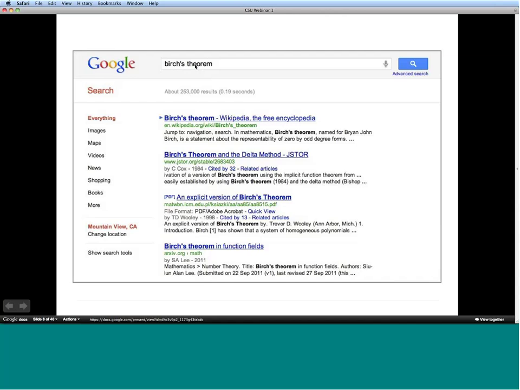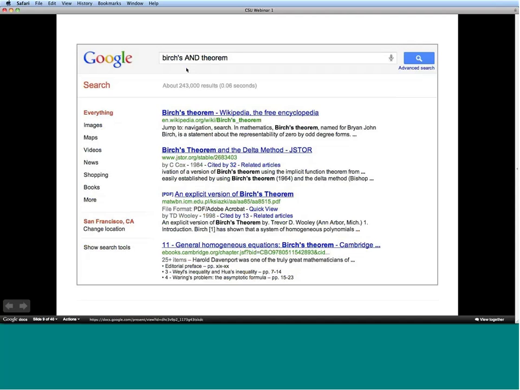One of the innovations that Google has brought is that the and is there, it's implied or invisible. So even though you don't see it, actually this is a search for Birch's and theorem. It means we're bringing back pages with both words, and you don't need to tell us that you need both words. So here are the results for Birch's theorem. Here are the results for Birch's and theorem. They're essentially the same because the and doesn't have any impact. You don't need it.